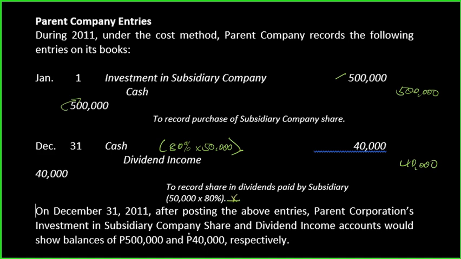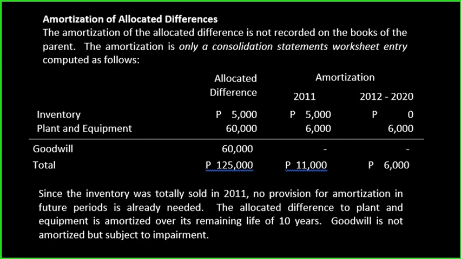Okay, so as of this point in the books of the parent, you have a balance of investment in subsidiary of 500, and you have dividend income of 40,000 pesos. Okay, let's continue. Amortization of allocation of difference. Ito na yung sinasabi ko sa inyo kanina. How much will be the amortization for the inventory? Assuming that the inventory was sold in 2011, you're not going to amortize that. You're going to recognize the entire difference for 2011.